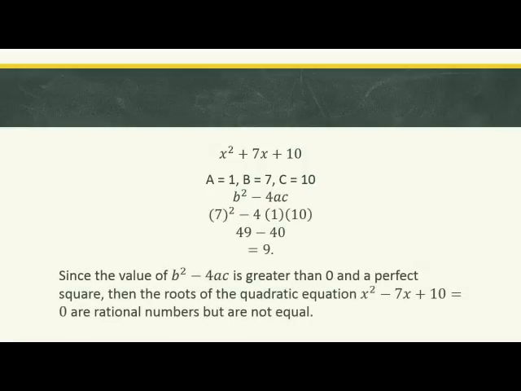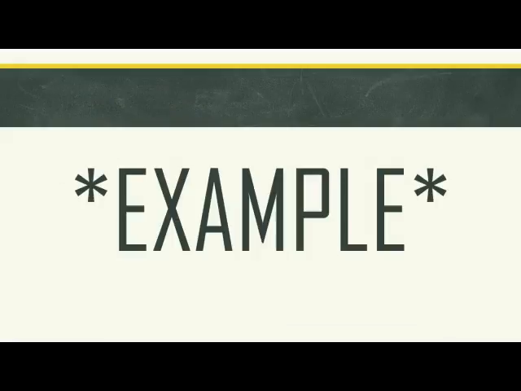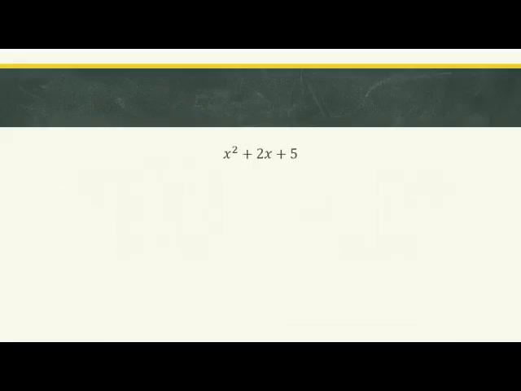Since the value of b squared minus 4ac is greater than 0 and a perfect square, then the roots of the quadratic equation x squared plus 7x plus 10 equals 0 are rational numbers but are not equal. When b squared minus 4ac is less than 0, then the equation has no real roots. Example: determine the nature of the roots of x squared plus 2x plus 5 equals 0.